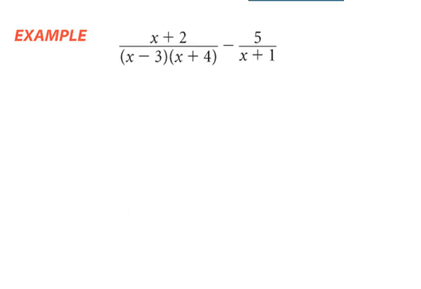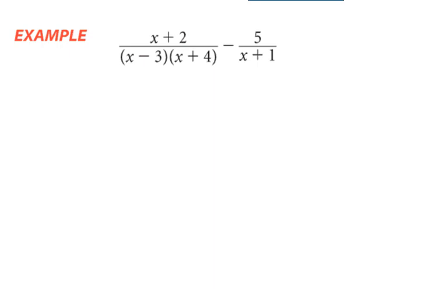Alright, second example. Same thing. We are now subtracting these two rational functions, or these two fractions. If you just think of them as fractions, it's the same process as adding or subtracting fractions. We need a common denominator. Well, these two fractions don't have any terms in the denominator in common. Right? We have x minus 3 and x plus 4. Here we have x plus 1.